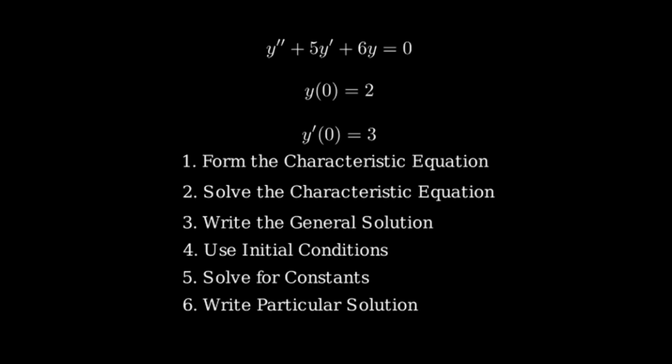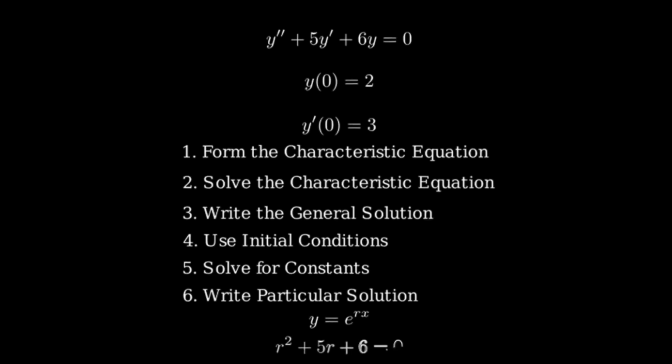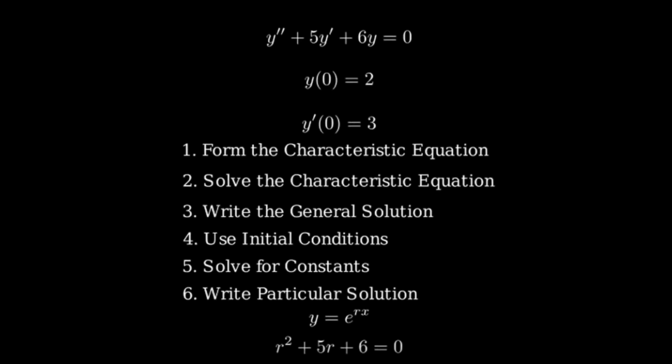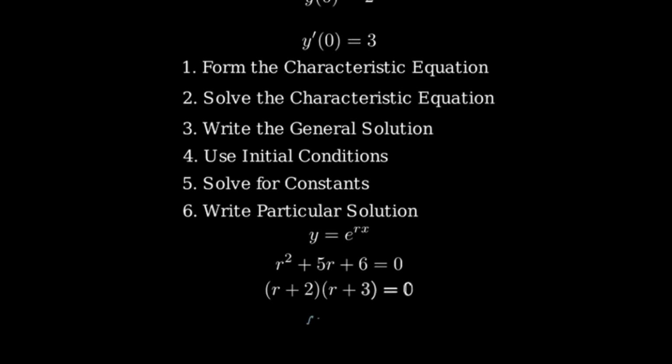We assume a solution of the form y = e^(rx). Substituting this into the differential equation gives us the characteristic or auxiliary equation, r^2 + 5r + 6 = 0. We then factor this quadratic equation into (r + 2)(r + 3) = 0. This gives us two roots, r_1 = -2 and r_2 = -3.